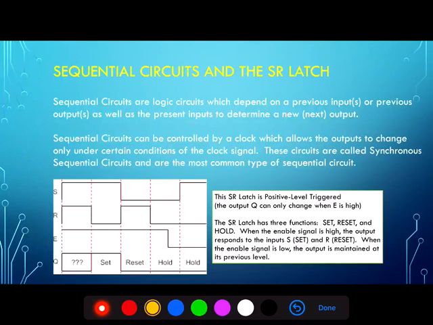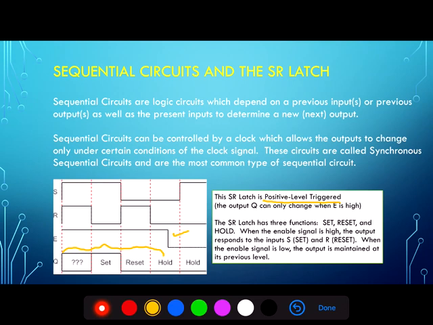Since we have a latch, that means that the output of the SR latch will only change either when the clock is high, or at a positive level, or when the clock is low, or at a negative level. This example here in the timing diagram is a positive level triggered SR latch. And we can tell that because the output, Q, only changes when the enable signal is high. That makes it positive level triggered.